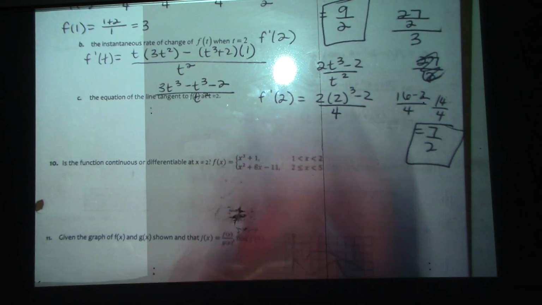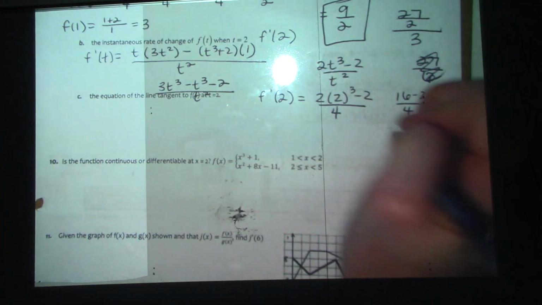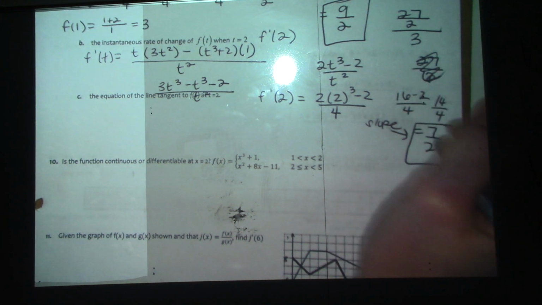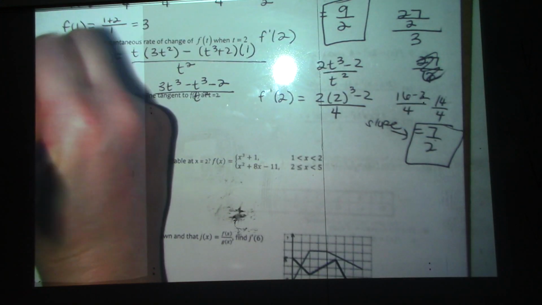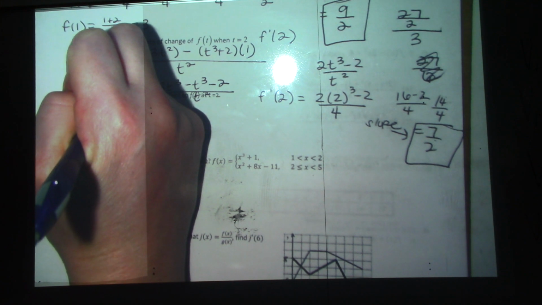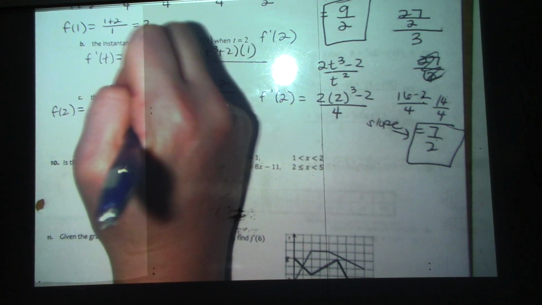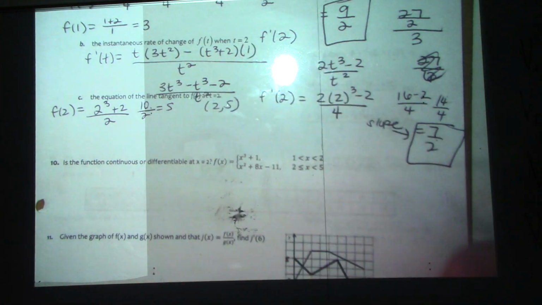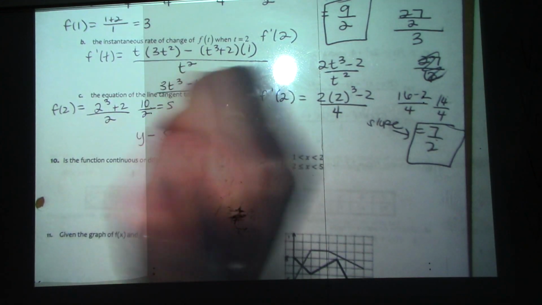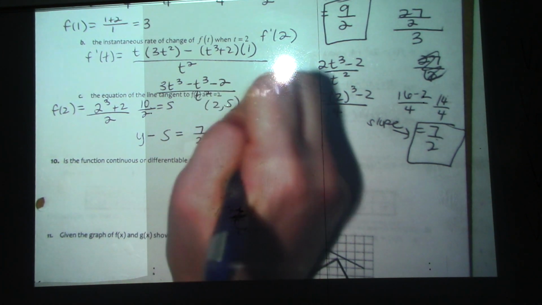Equation of the tangent line at t equals 2. Well, we already know the slope, right? That's the derivative at t equals 2. So now I need to know what f of 2 is. f of 2 would be 2 cubed plus 2 over 2. 8 plus 2 is 10, over 2 is 5. So then my point is (2, 5). And then now we plug in. y minus 5 equals 7/2 times (x minus 2).